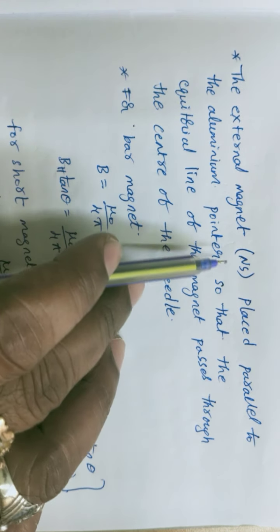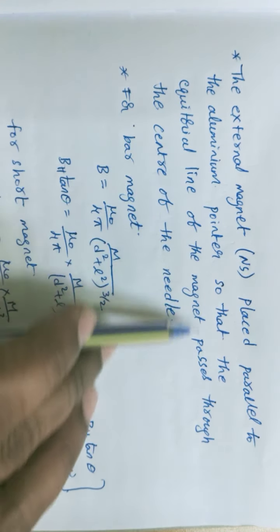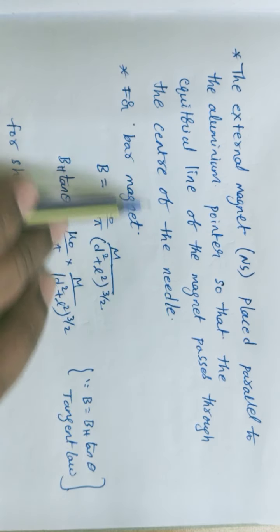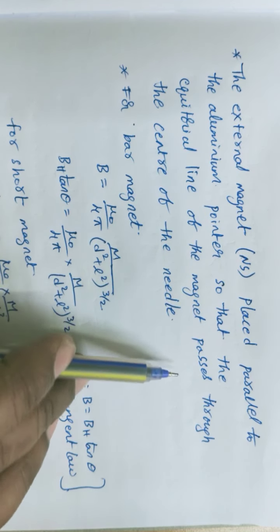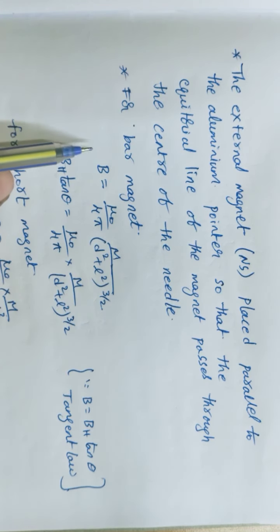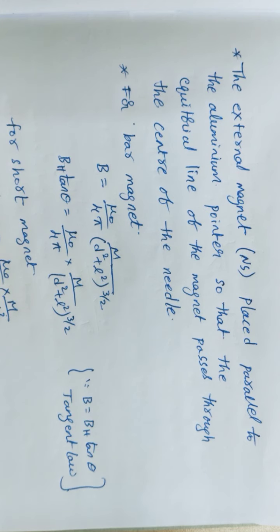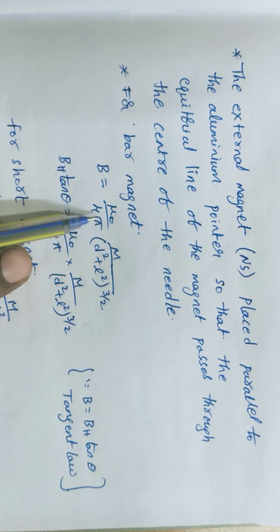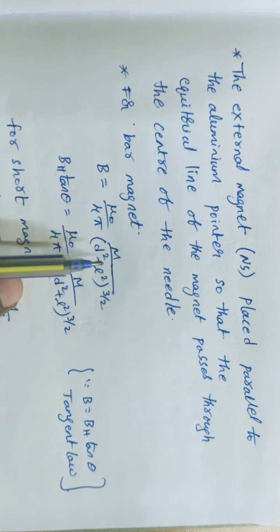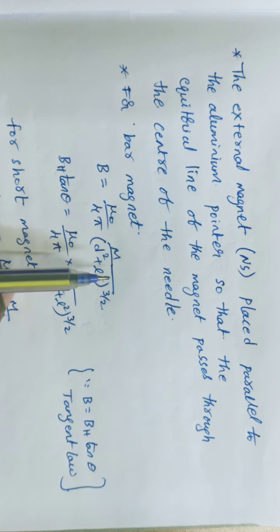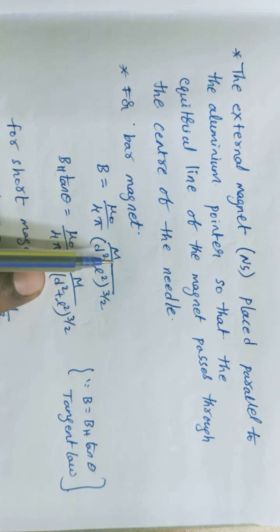See students, the external magnet NS is placed parallel to the aluminum pointer such that the equatorial line of the magnet passes through the center of the needle. This one we just recalled. So for a bar magnet, in case of the equatorial line, we have B is equal to the fundamental formula mu naught by 4 pi, capital M divided by d square plus L square whole power 3 by 2. This is from previous knowledge, already we know.